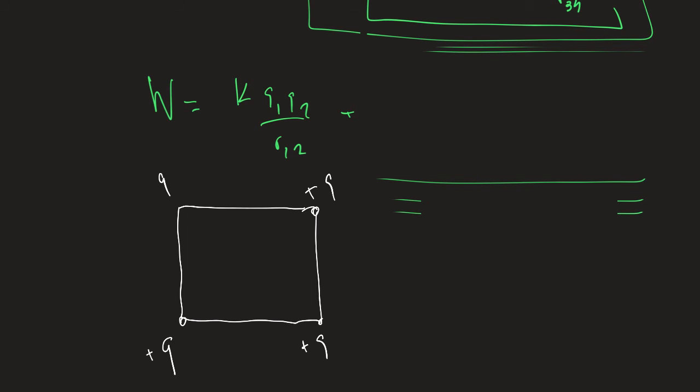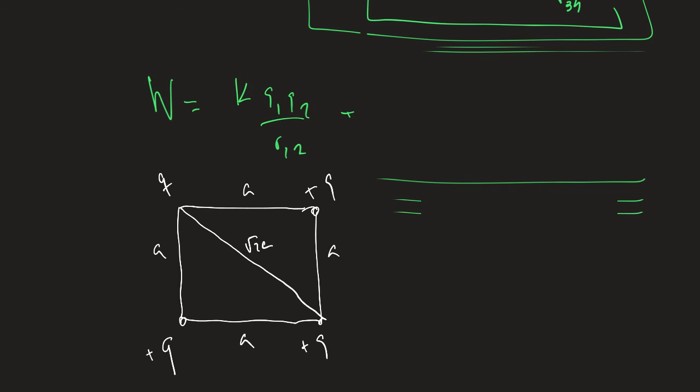So let's say that this is A, this is A, this is A, this is A, and this distance, of course, is not A. This distance is the square root of A squared plus A squared, so this is the square root of 2A. And the other diagonal is the same distance. So what will be the work to bring the 4 charges to this configuration?